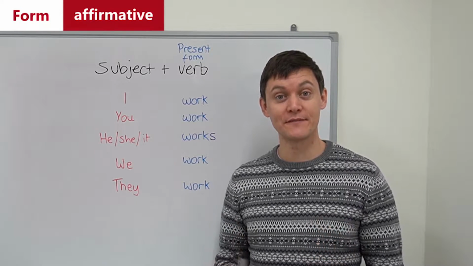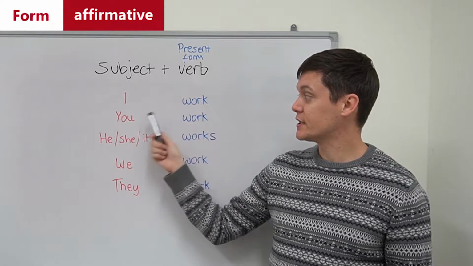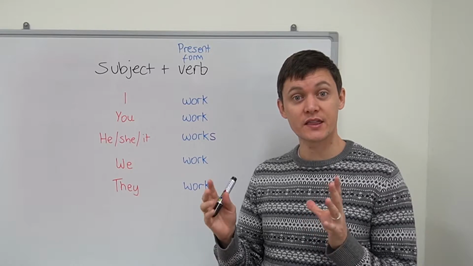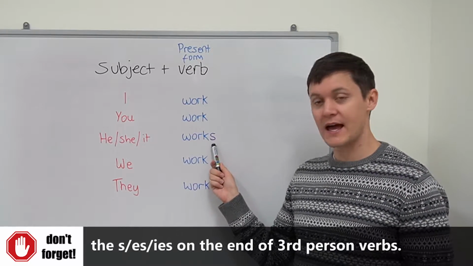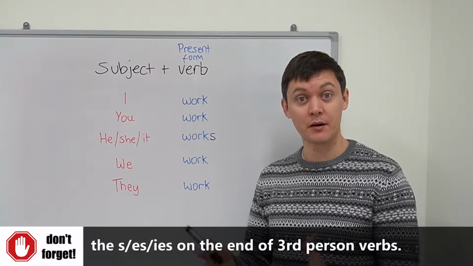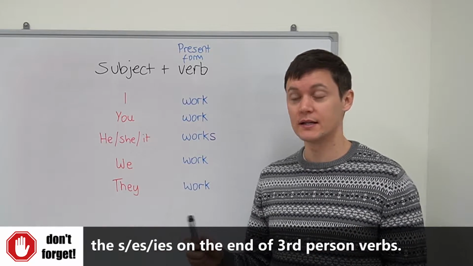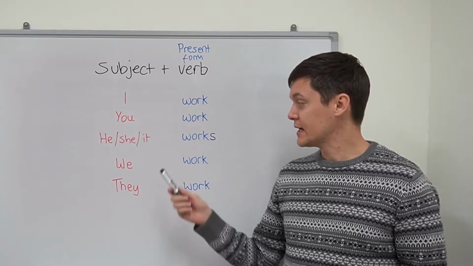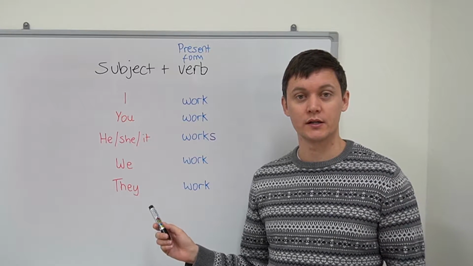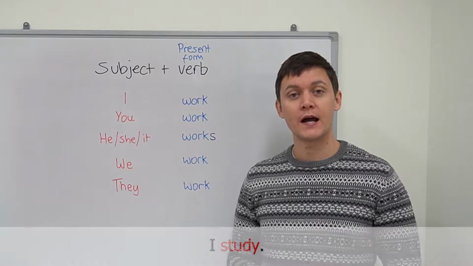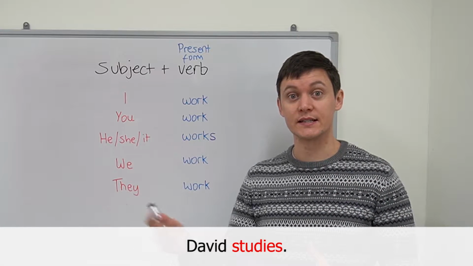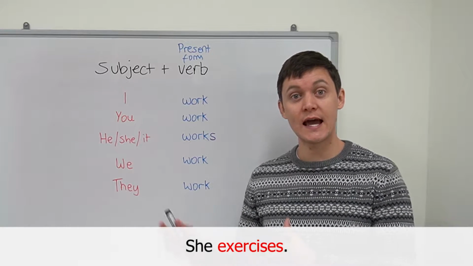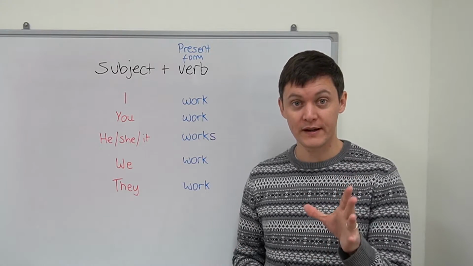So starting with the affirmative form, I work, you work, he, she, or it works. Now, this is the third person. Don't forget the S. This is a very common mistake I see among my students, even at advanced level. Don't forget the S. So he works, David works. Okay. Next one, we work and they work. Now, some other common examples. I study, David studies. I exercise, you exercise, she exercises. So don't forget that S.